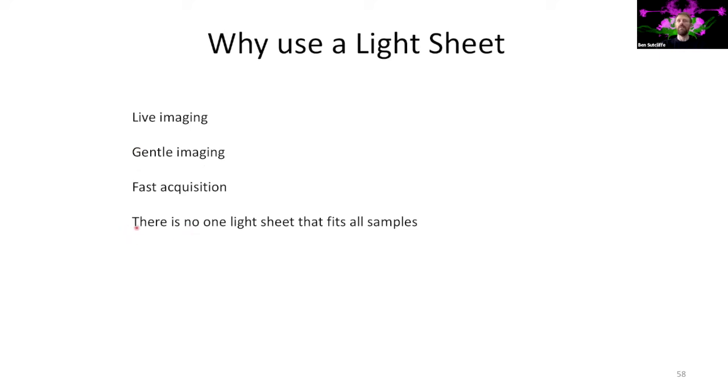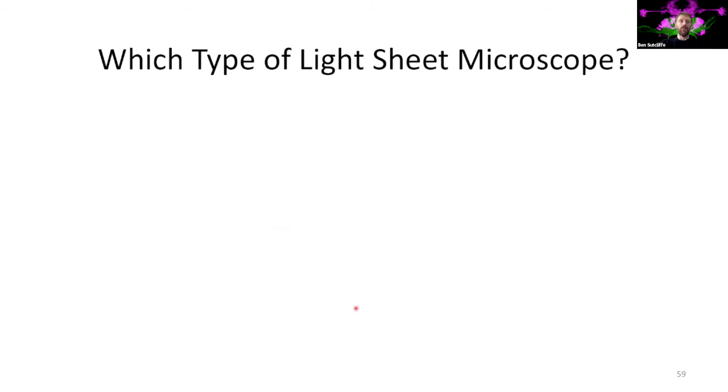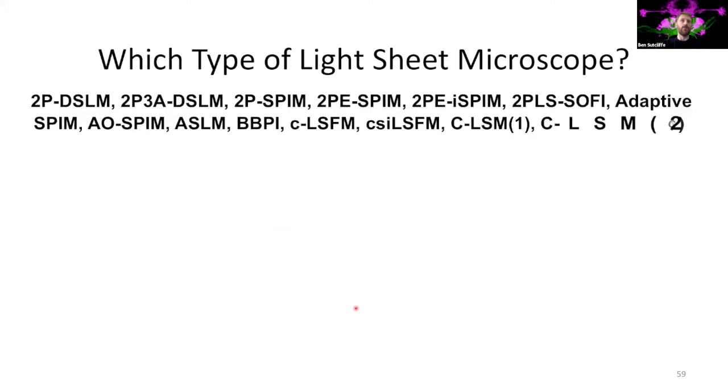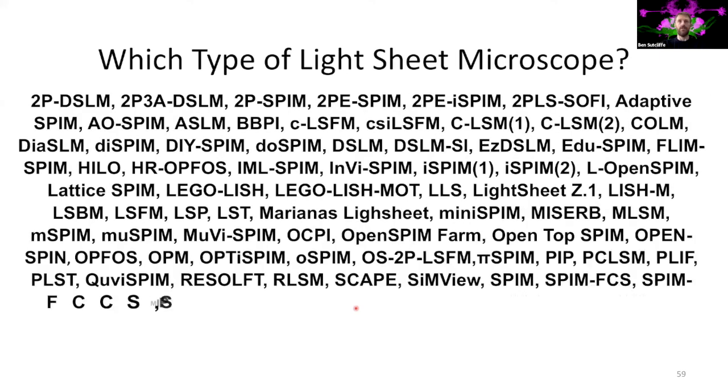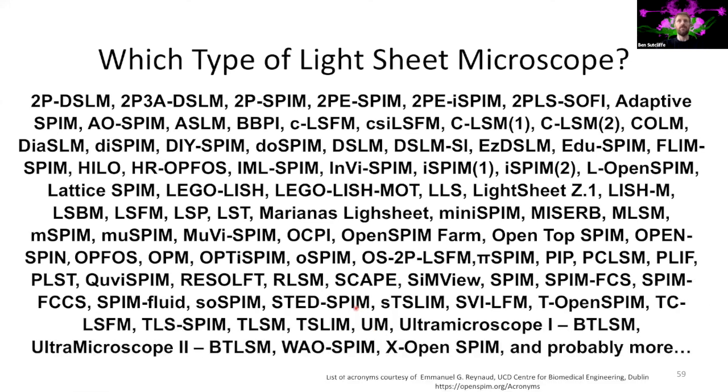However, there's no one light sheet that fits all samples, so you can't just buy one system. You have to have a system tailored around your microscope. So these are all the different types of light sheet that are out there. You can't just buy one and hope that it's going to do everything you need. The reason is that it's usually designed around a particular sample that you want to image, so you have to illuminate it in a particular way and mount it in a particular way. So you end up with lots of different types of light sheet as a result.